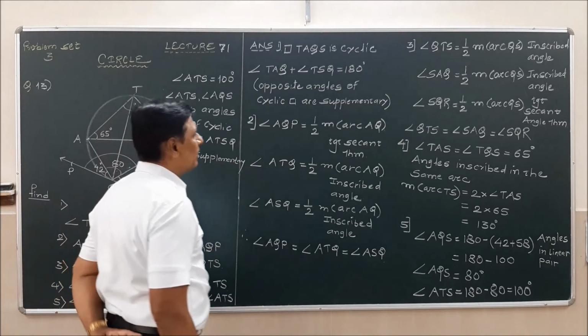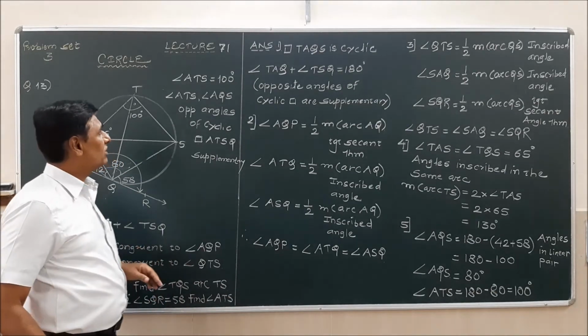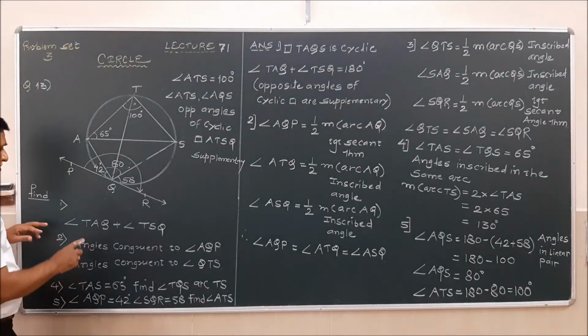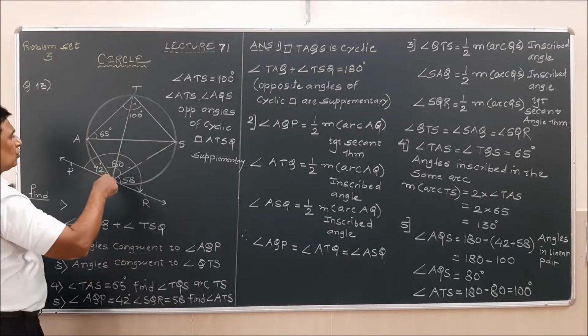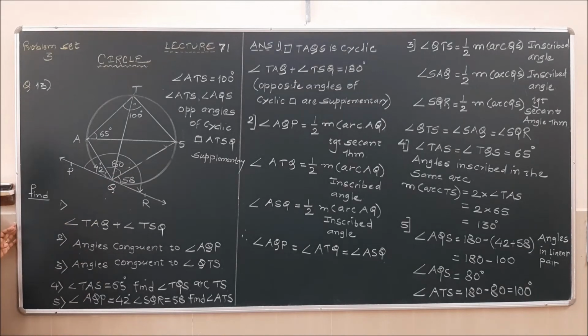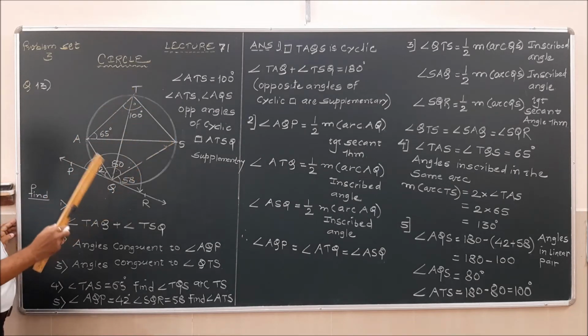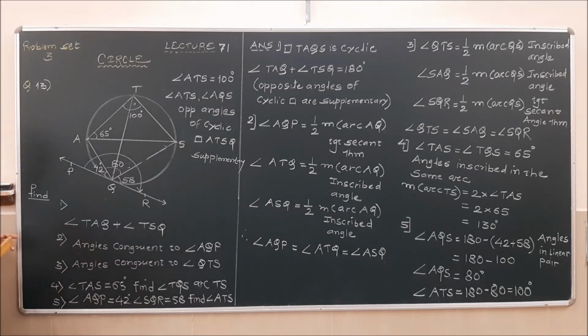Okay, so please try to understand. It's a very big question. So the first question is TAQ plus TSQ. TAQ, this angle, plus TSQ, they are opposite angles of cyclic quadrilateral ATSQ. Therefore, they are supplementary. That is the answer of 1.